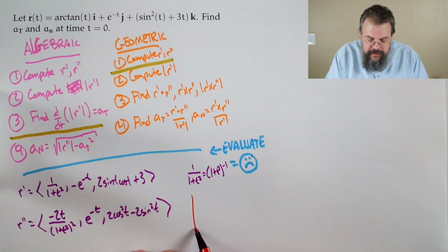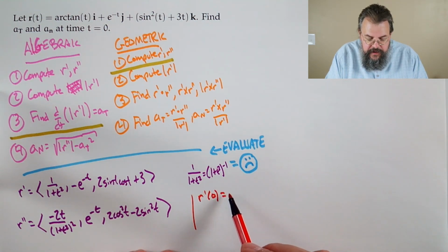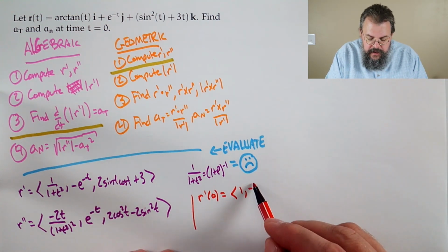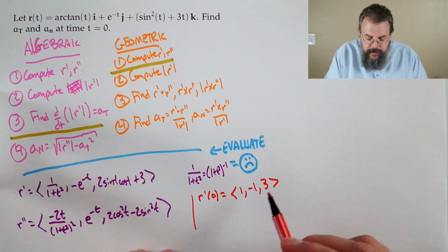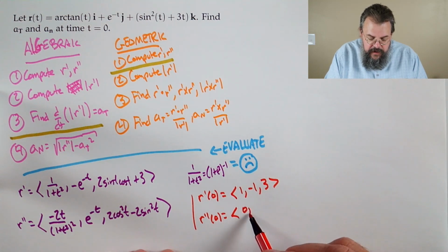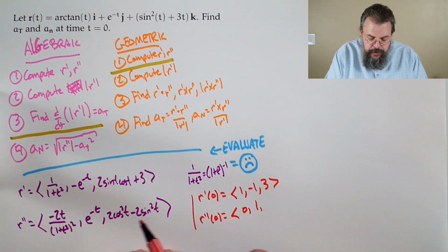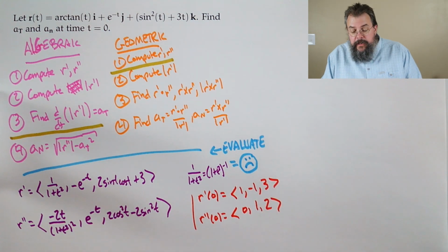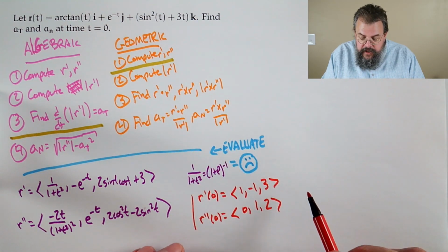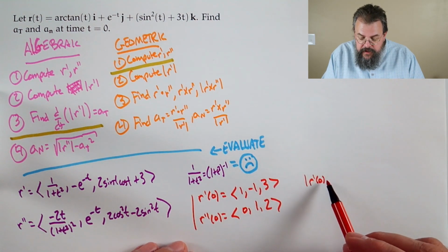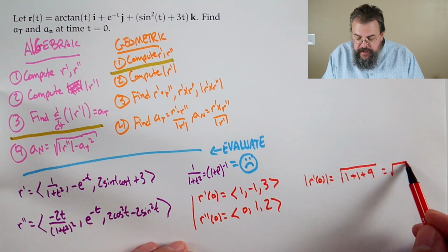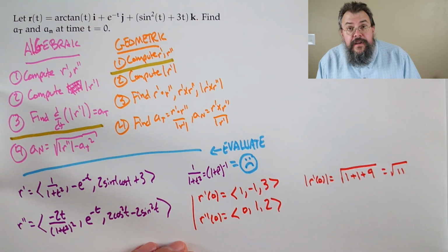So before we do anything else, we plug in 0. So what is r prime of 0? Well, it's 1, minus 1, 3. R double prime of 0 is 0, 1, 2. And now we work with these quantities. Okay, what's the magnitude of r prime? The magnitude of r prime of 0 is the square root of 1 plus 1 plus 9, which is square root of 11. Well, had to be something.